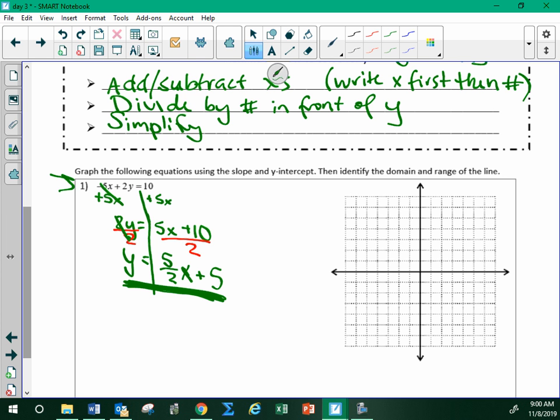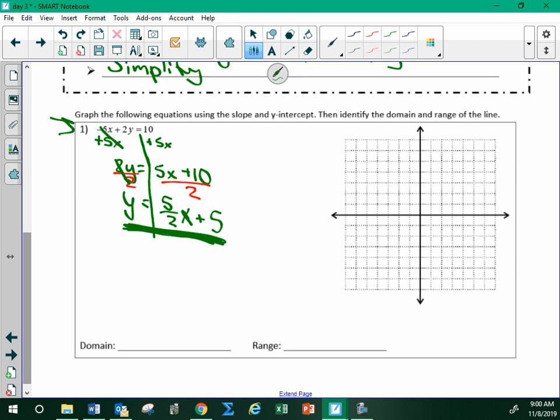Same thing, now that we've done that y equals, now we're just doing what we did before. All right, Anthony. What's my slope? Very good, 5 over 2. And Kimberly? What's my y-intercept?